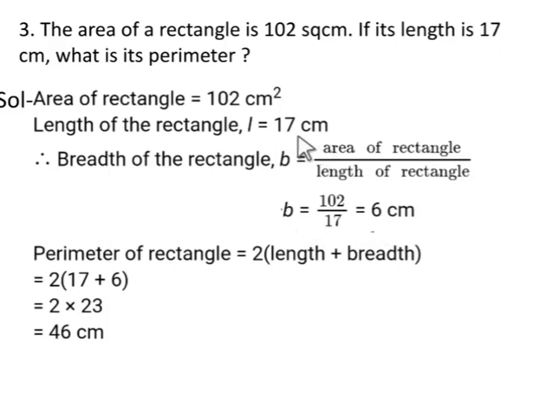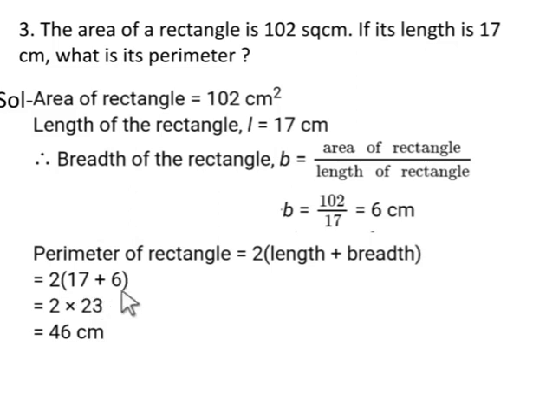Now, here you know the length as well as the breadth. You can find the perimeter of rectangle. Here, perimeter of rectangle, the formula is 2 bracket length plus breadth. So, put the values of length and breadth here. Here, length is 17 and breadth is 6. 17 plus 6 is 23.